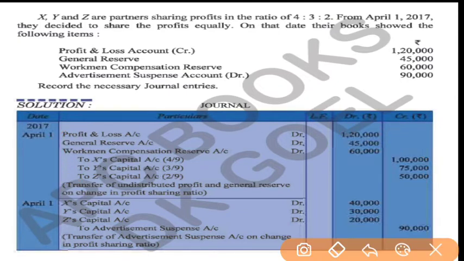The same process will be done with the loss, that is the advertisement suspense account. Partners' capital accounts will be debited here and the advertisement suspense account will be credited, and whatever the amount is, it is only 90,000, so 90,000 will be distributed among X, Y and Z in their old profit sharing ratio. So like this we will distribute profits and losses among partners in their old profit sharing ratio.